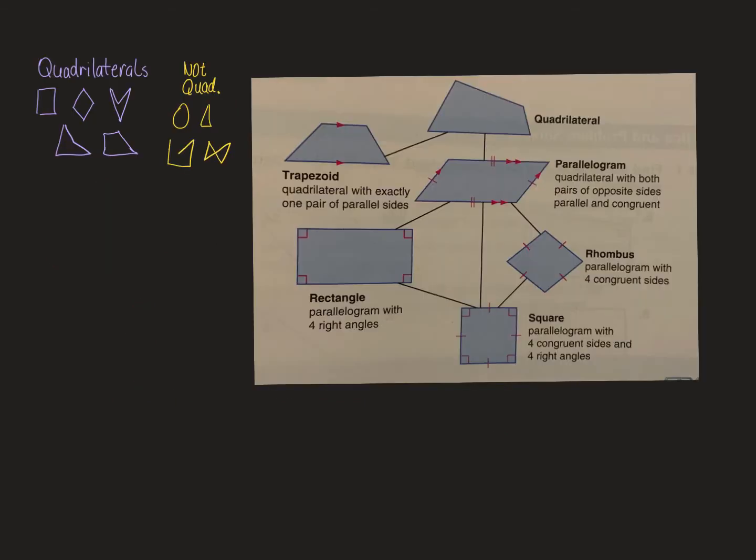We can classify quadrilaterals into 2 basic categories. I'm going to call this the green category, and he's the only one in the green category. These 4 are in the yellow category. So if a quadrilateral is a trapezoid, it only has one pair of parallel sides. All of these yellow guys have 2 pairs of parallel sides, a pair here and a pair here.